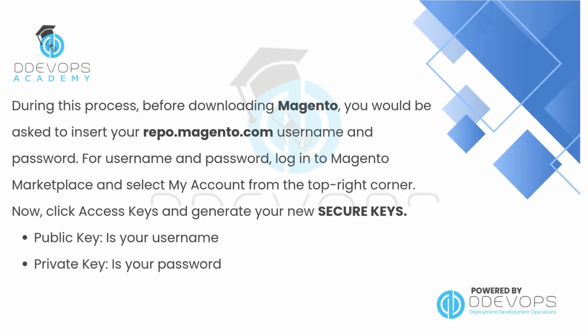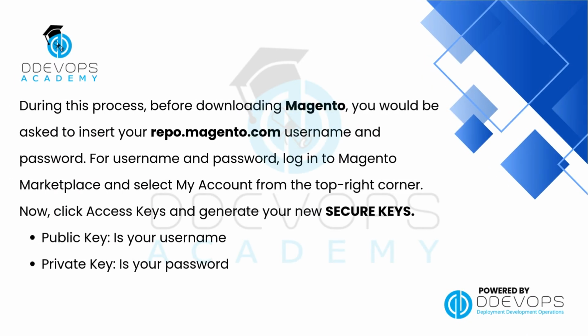Before downloading Magento, you'll need secure access credentials. Head to the Magento Marketplace and log in. From the top right corner, select My Account, then click Access Keys. Generate a new key pair. Your public key acts as the username, and the private key is your password. These credentials are essential for authenticating with Magento's repository during installation.